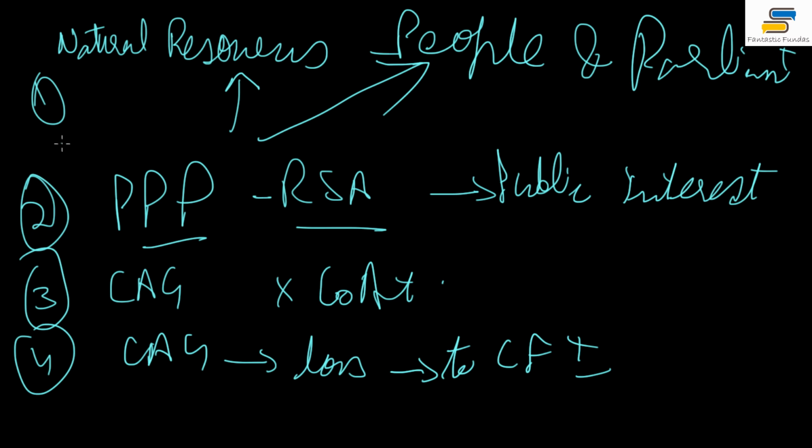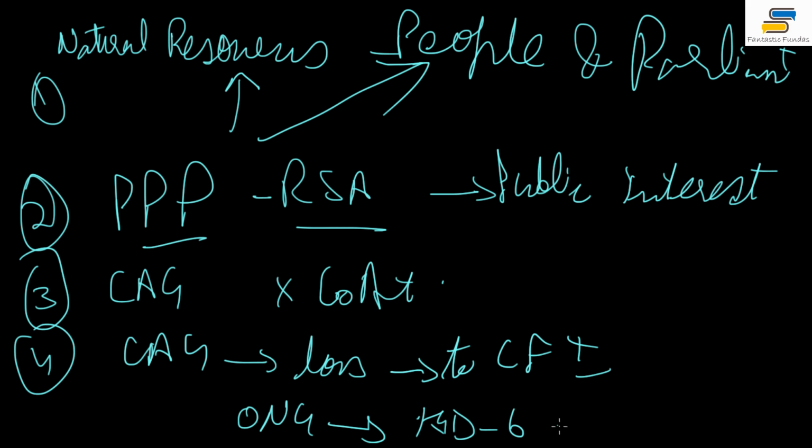Now, earlier also, the CAG has done some audits, for example, in power and regarding ONG. There was one audit done by the CAG regarding the Reliance KG-D6 basin.